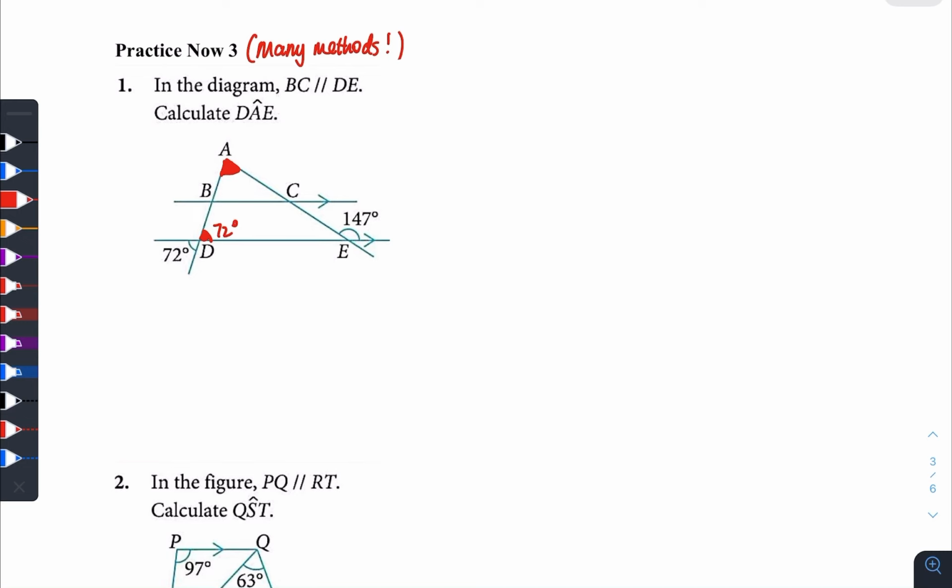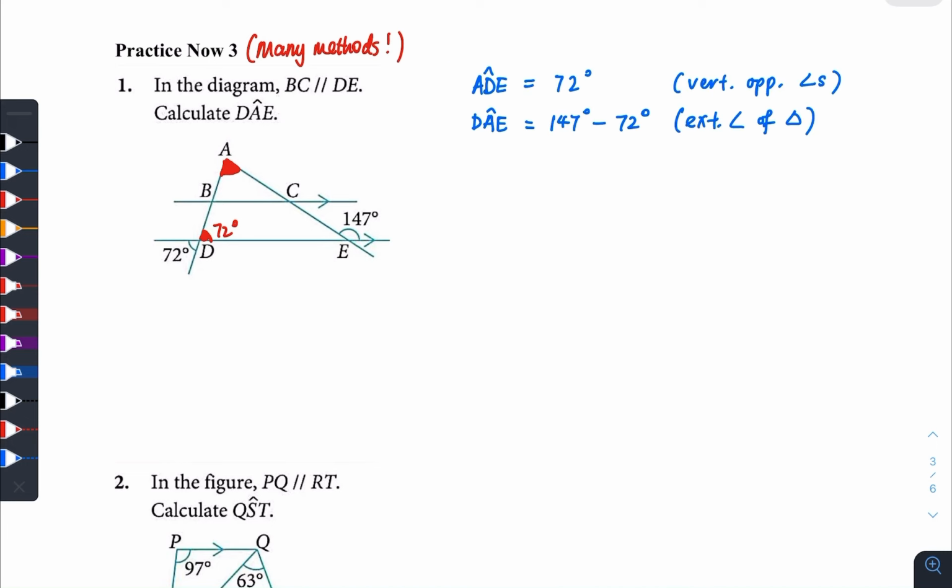At the same time, 147, if you observe very closely, is actually the exterior angle. So 147 is actually this angle plus 72. So we can make use of exterior angles to find our answer. So I will have ADE is equal to 72. And DAE is equal to 147 minus 72 because of exterior angle of a triangle. Then we get 105 degrees. So angle DAE is 105 degrees.